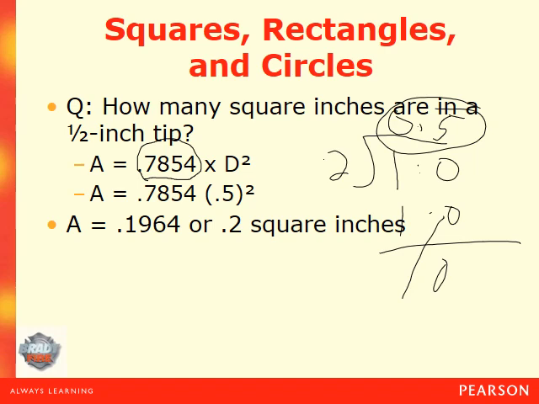Now remember, you do exponents first, so don't do 0.7854 times 0.5 and then square it. That'll give you the wrong answer. It's 0.5 times 0.5, and then you multiply that times 0.7854, which gives you basically 0.2 square inches.